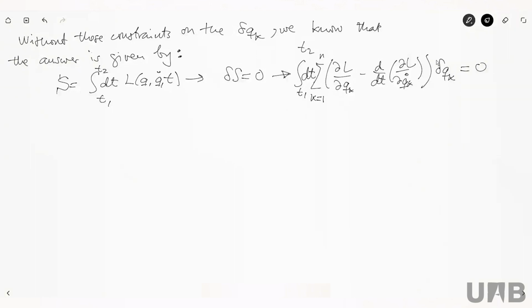Now, without these constraints, how did we argue? That from here we can get the Euler-Lagrange equations for each q_k. Because at this point, when we didn't have any constraints, we said the delta q's are independent. Therefore, each and every one of the summands here has to vanish. But now that has changed. Now, the delta q_k's are no longer independent.